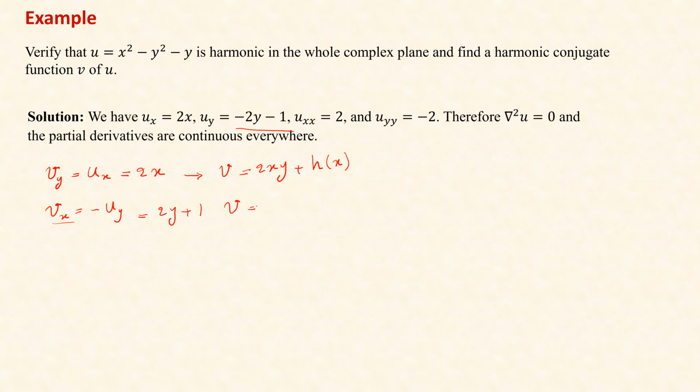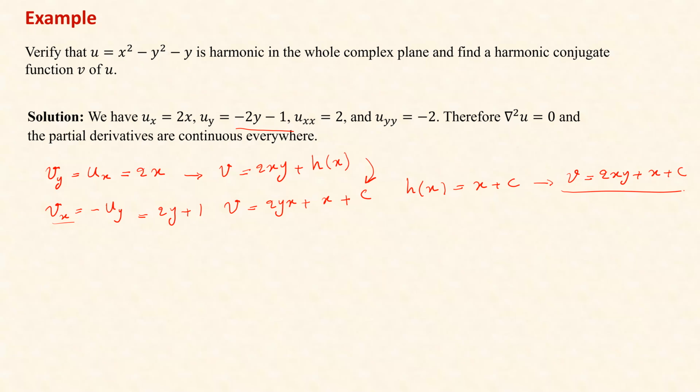So v is equal to 2yx plus x, right? Plus a constant. And these two should be the same. So h of x should be x plus c. So h of x is x plus c. Therefore, v in both cases is the same, 2xy plus x plus c.